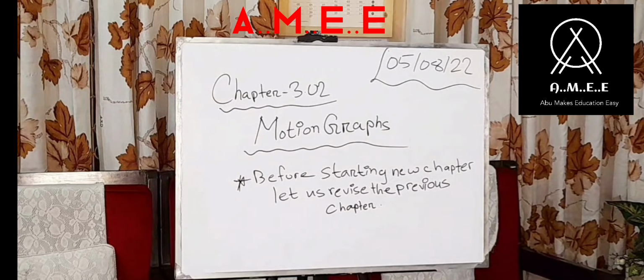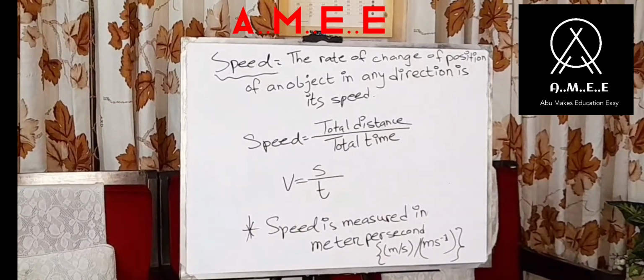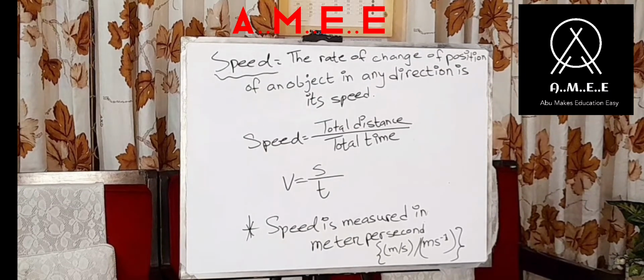I've written the definition in the previous class, but no worries, I'm going to write it today also, though I'm not going to write the examples. As you are seeing here, the definition of speed has been written. Speed is equal to the rate of change of position. The rate of change of position of an object in any direction is its speed.